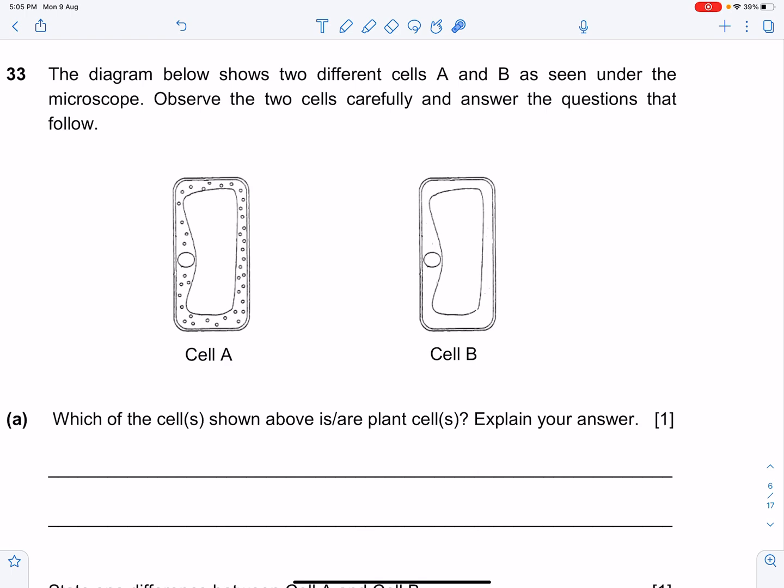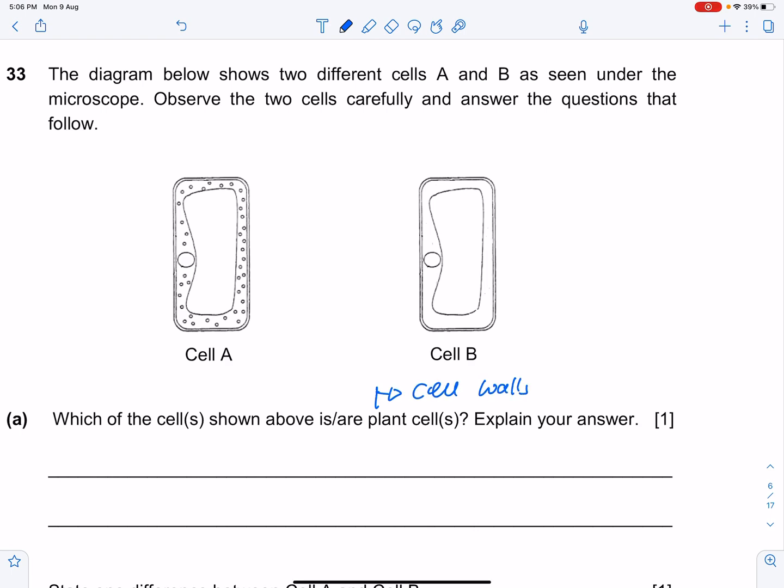Not so much a chloroplast, because there are plant cells that do not have chloroplasts, for example, your root cells. Your root hair cells do not have chloroplasts because they are under the ground. Why would we need chloroplasts since they cannot get any sunlight under the ground? So I will always look out for the cell wall. Okay, this is the first thing.